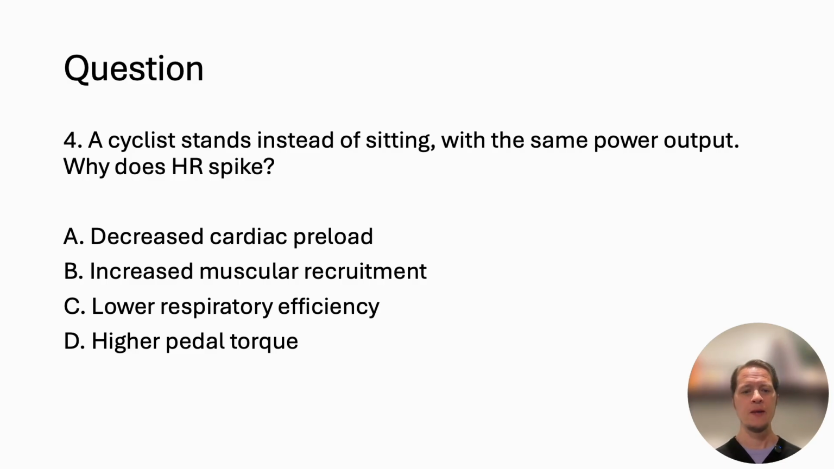Question 4. A cyclist stands instead of sitting, going up a tough hill, for example, but still maintains the same power output on their power meter on the bike. Why does heart rate spike then?